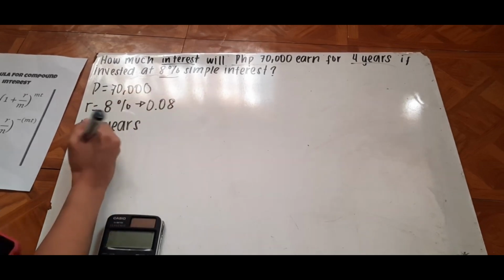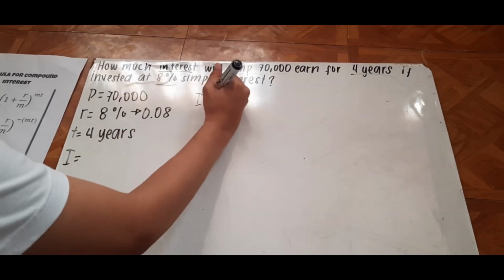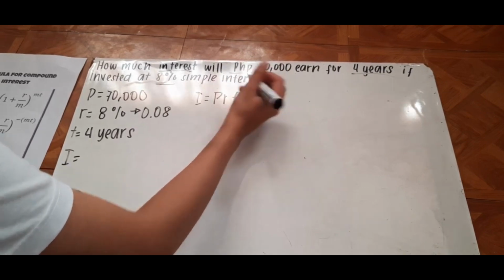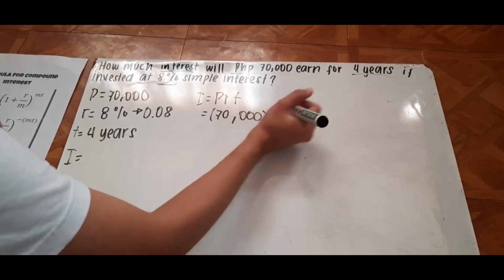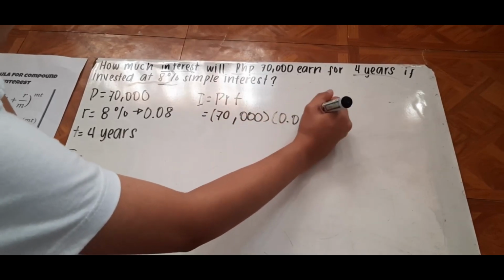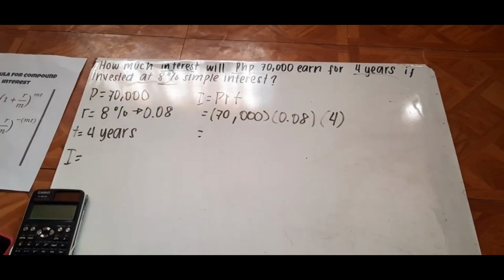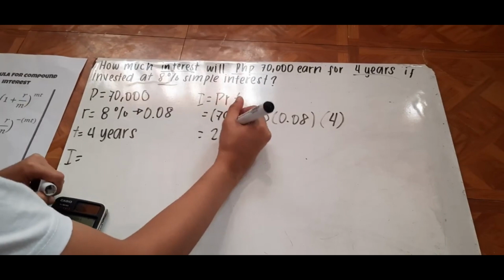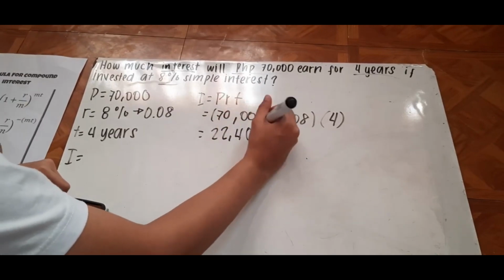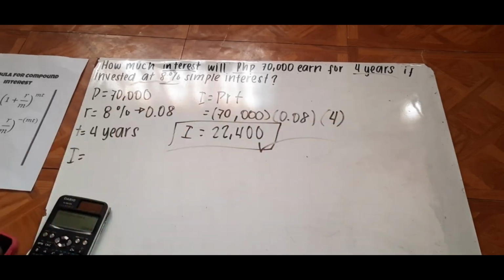Now we're looking for the interest. The formula for interest, as you can remember, it's PRT. So 70,000 as the principal, times rate 0.08, and times time, which is 4. Look at the answer. It's 22,400. So this is the principal. This is the interest. So this is the final answer.